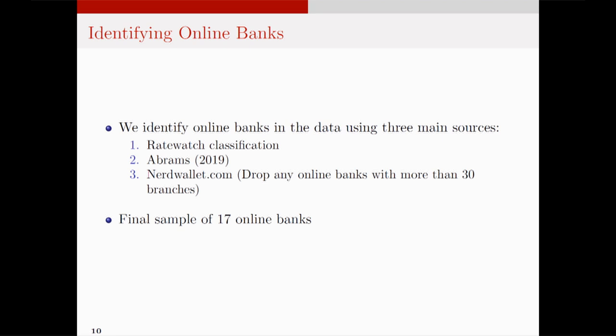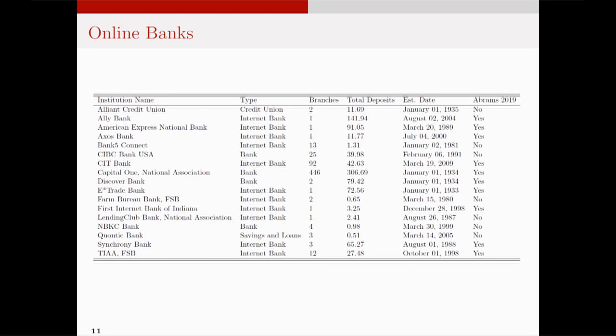What we do is that we identify online banks using RateWatch or some prior literature. And today, I will be showing you results with 17 online banks. And here is the list. And the usual suspects are there. This is all from the US, like Ally Bank, Axos Bank. Many of them will have one or two administrative branches. But you will see some of them, like Capital One or CIT Bank, will have more. And we will be just keeping them in the general sample, but dropping them for robustness.